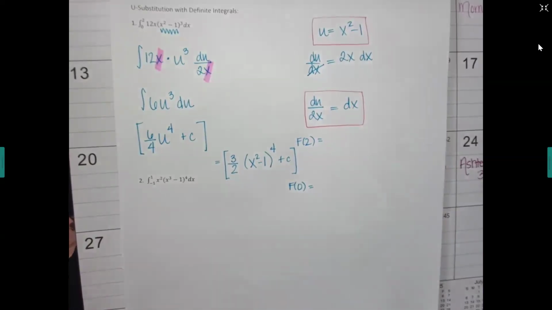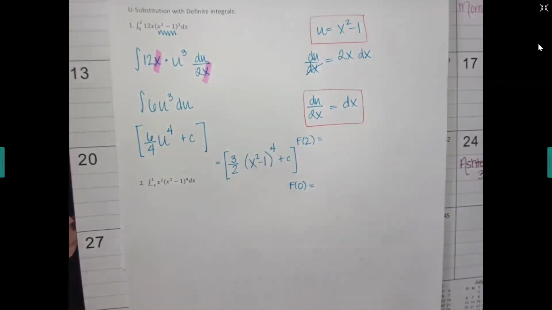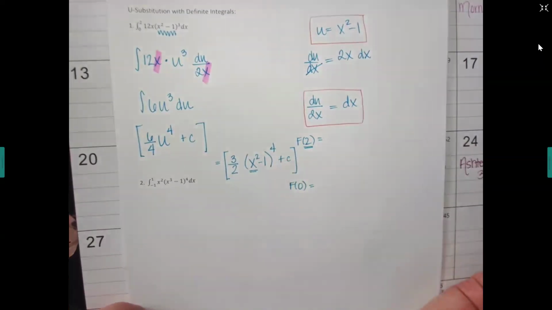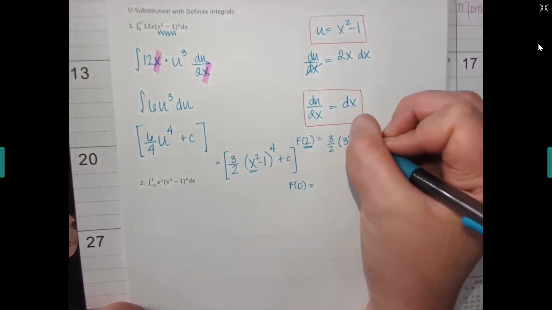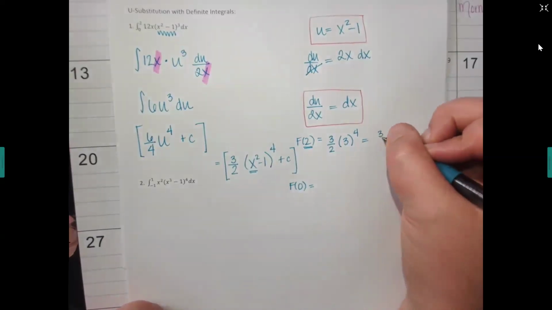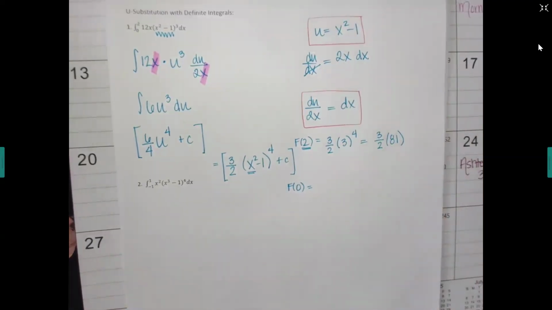Let's start with 2. What is 2 squared? We're taking our 2, we're plugging it into this spot. 4. And then what's 4 minus 1? So I have 3/2 of 3 to the 4th. And then 3 to the 4th, think about 3 times 3 is 9. The other 3 times 3 is 9. And then if I times the 9s together, how much is it? 81. So that's 3/2 of 81. And I'm just going to leave it like that for now.